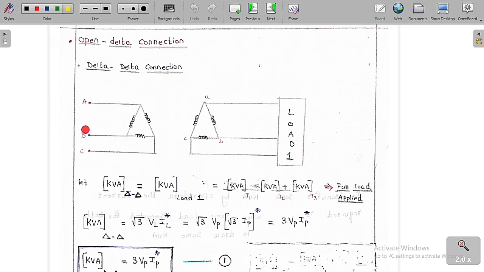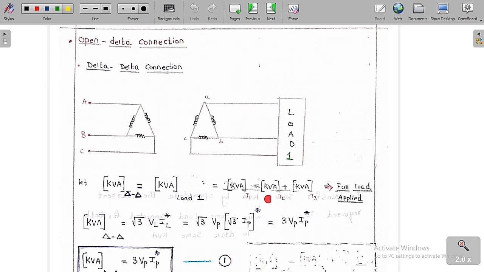These are the terminals capital A, capital B and capital C. These are the small terminals, small a, small b and small c. We are going to supply a load here. Now you will see what is going to happen. Let the kVA of the delta be equal to the kVA of load 1. I am going to assume a full load kVA. The load kVA is equal to the kVA rating of this delta connected three-phase transformer, which is the load 1 I am going to apply.